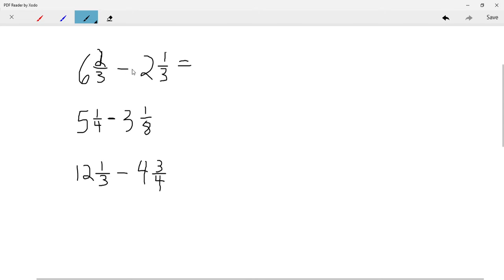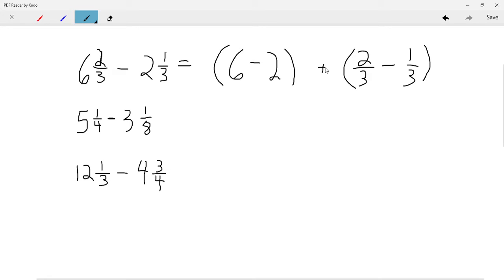6 2/3 minus 2 1/3. So one way you can think about this is you can split it up into 6 minus 2 and then 2/3 minus 1/3. And really you would be adding these answers together. Now, this works out in this one because we don't have to borrow, but I can show you how to do that in a little bit.